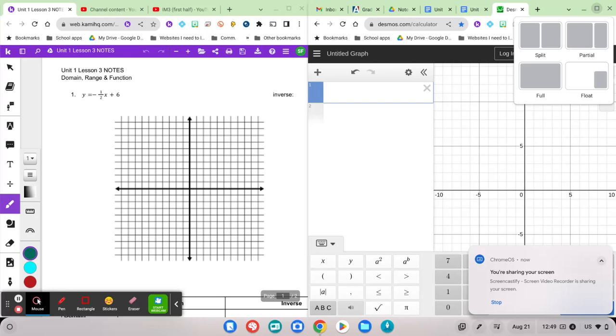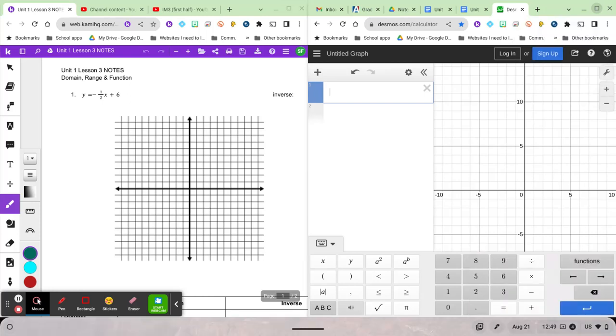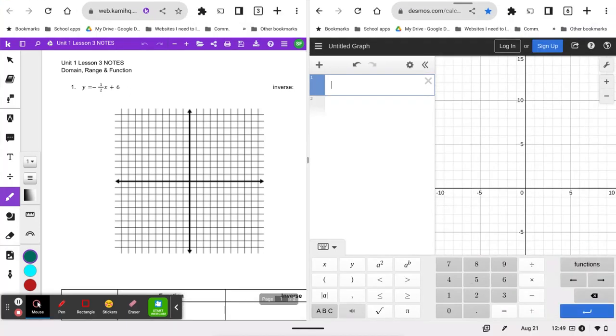All right, we're going to be working on Unit 1, Lesson 3. In this lesson, we're going to be talking about domain, range, and function. So the first one is very easy.